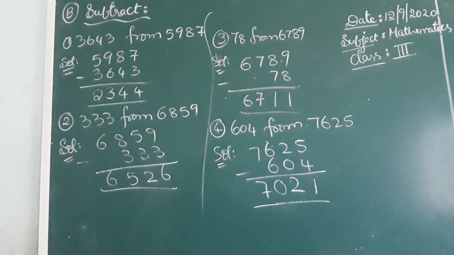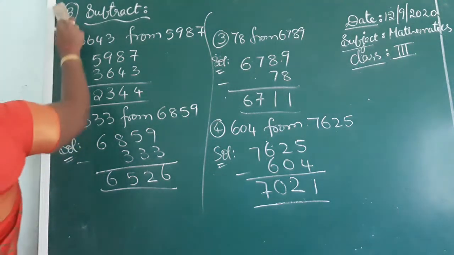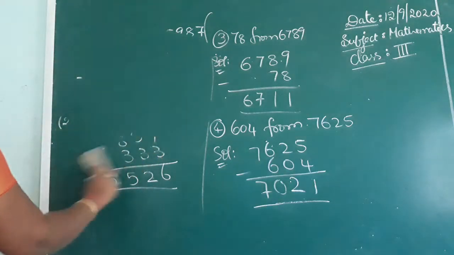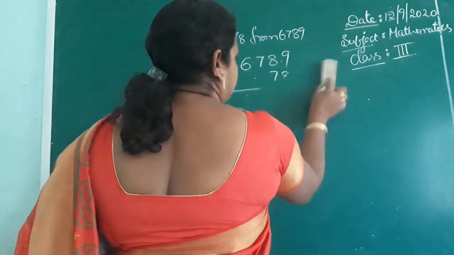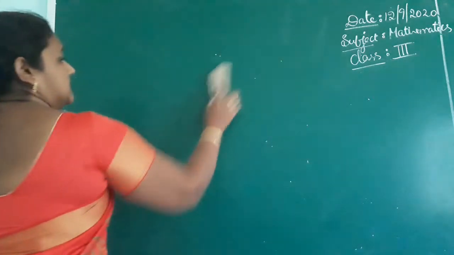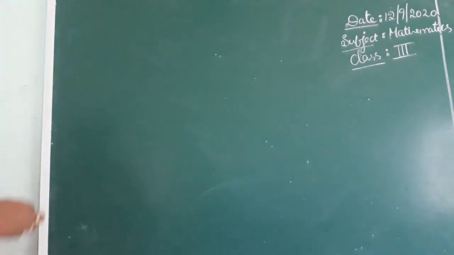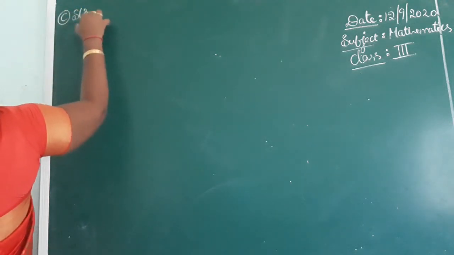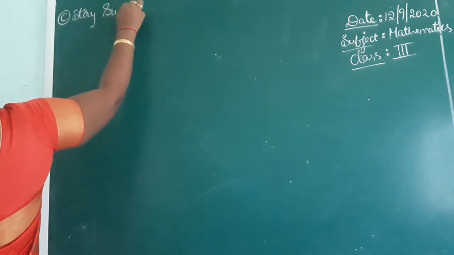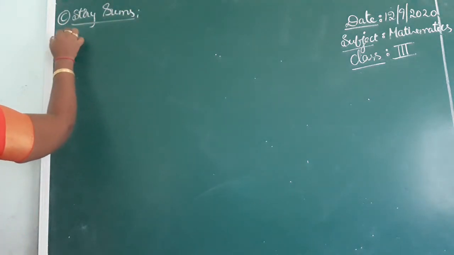Two word problems were given. We will discuss them now. Okay, see that. See the word problems. Story sums were given. What are those story sums? I will write them for you.